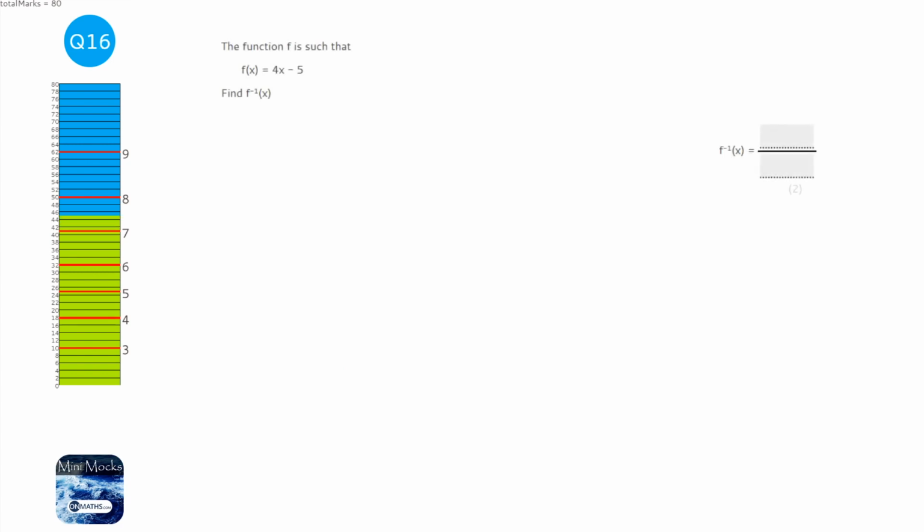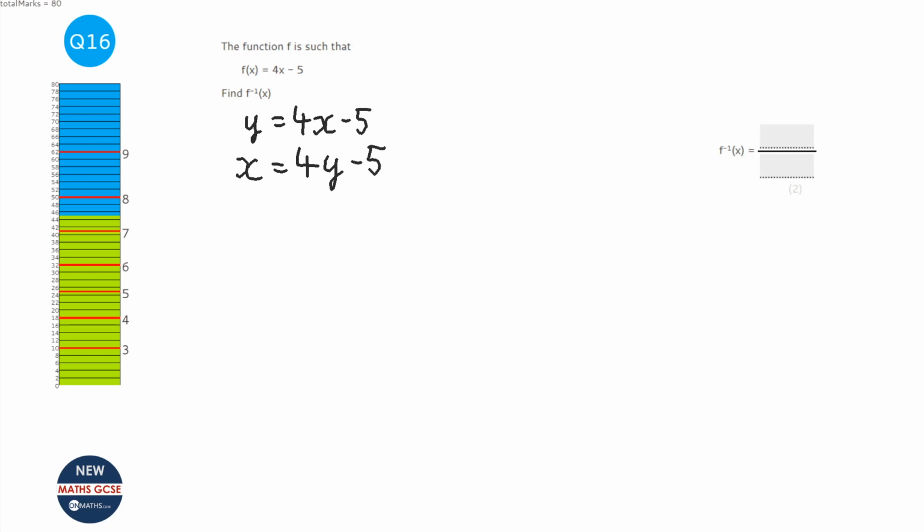So what this question is asking us to do is find the inverse function. That's what the f to the power of minus 1 means. And there's a really easy way of doing this. If we rewrite the function as y equals 4x minus 5, to find the inverse of it, we just literally swap the y and the x around. So x goes here and y goes here. Then the task is to try and get the y equals. Try and make y the subject.